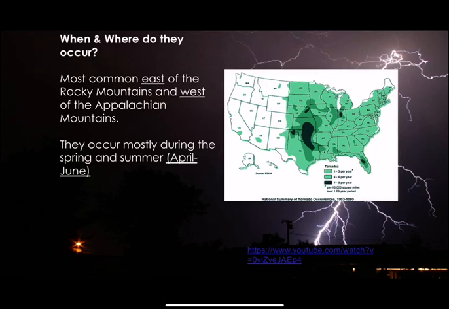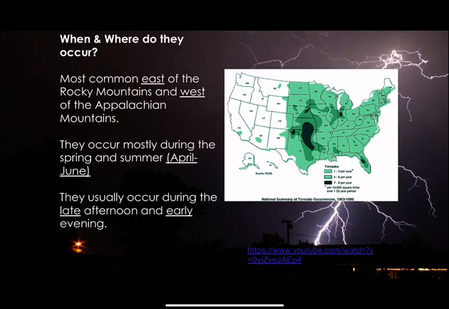They occur mostly during the spring and summer, between April and June. And they occur usually very late in the afternoon or early evening. And they usually occur along a cold front. After all, a cold front is where the thunderstorms occur, and thunderstorms produce tornadoes.